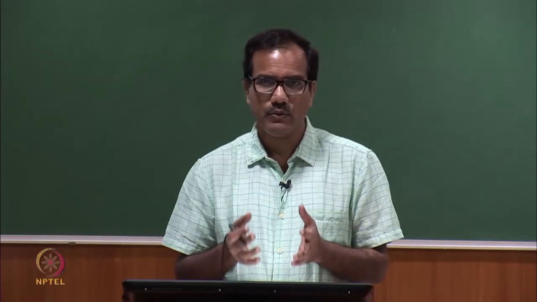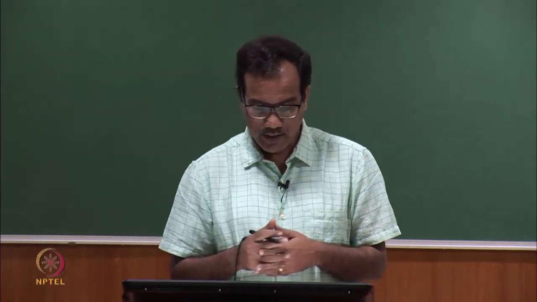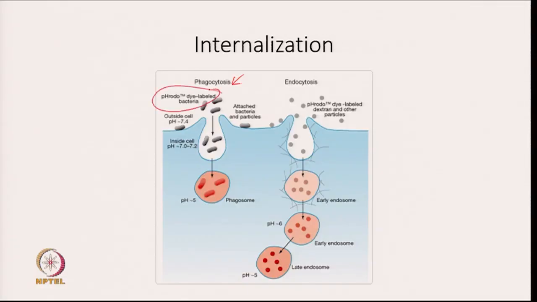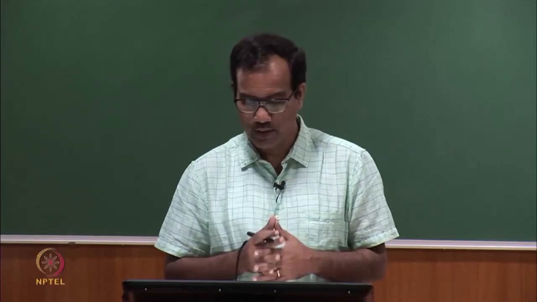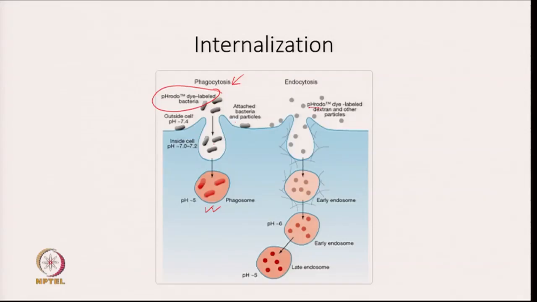Here is another way to look at internalization. For example, during phagocytosis, if you take this dye-labeled bacteria, this is the attached bacteria and the particles outside the cell at pH 7.4, it will not fluoresce. If it goes inside the cell and into the phagosome where the pH is 5, it will start showing fluorescence. So you can look at the internalization using fluorescence spectroscopy.